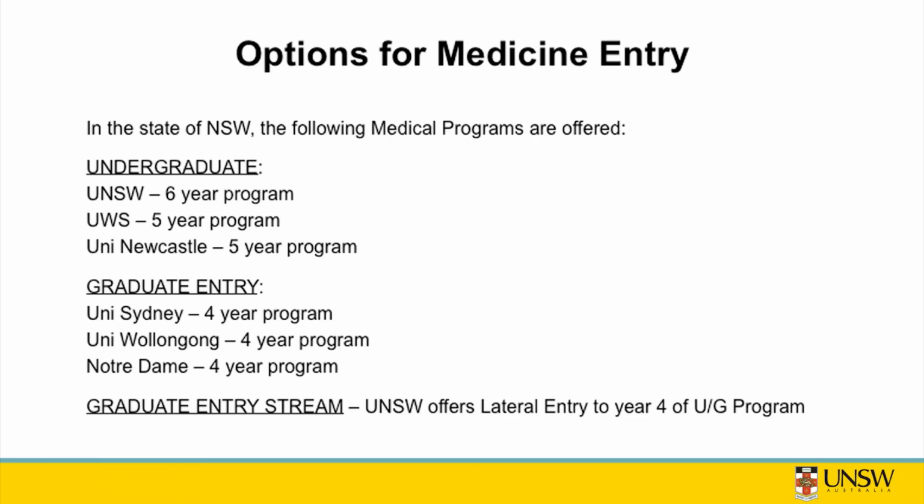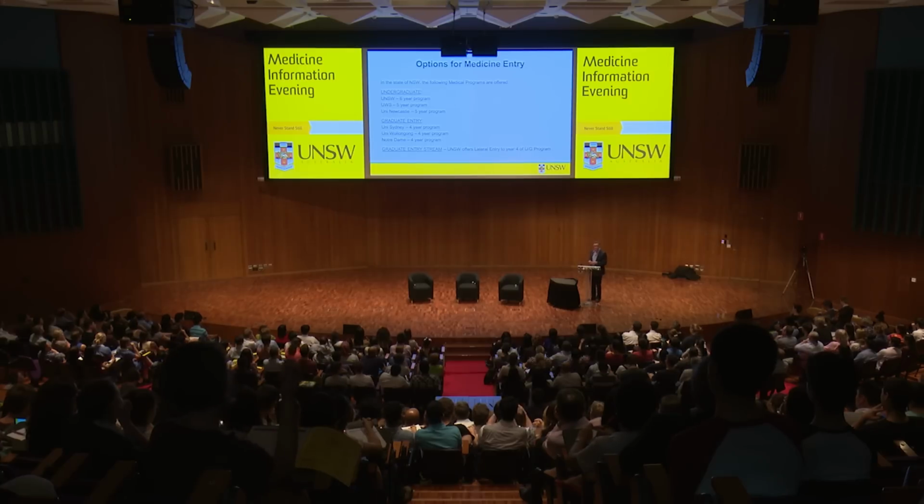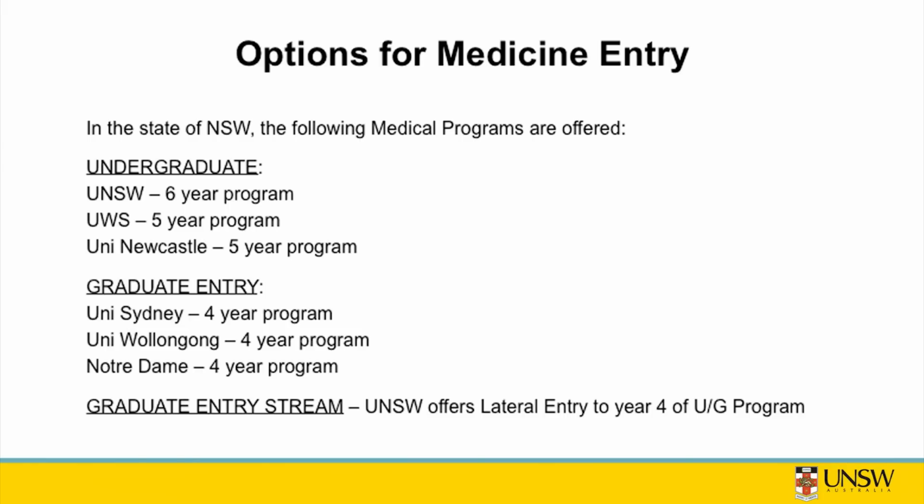All around Australia, there are undergraduate medicine programs on offer. In New South Wales, there are 3 undergraduate medicine programs. UNSW, we offer a 6-year program. University of Western Sydney offer a 5-year program, and the University of Newcastle offer a 5-year program also. There are graduate entry programs where you complete an undergraduate degree and then start applying for graduate entry. Uni of Sydney, Wollongong and Notre Dame, the Catholic University in New South Wales, all offer 4-year graduate entry programs. As Tony mentioned, we have a graduate entry stream via medical sciences at UNSW as another option of getting you into the program.